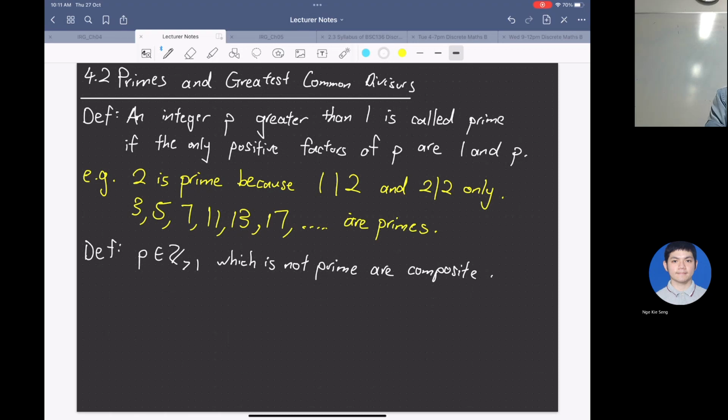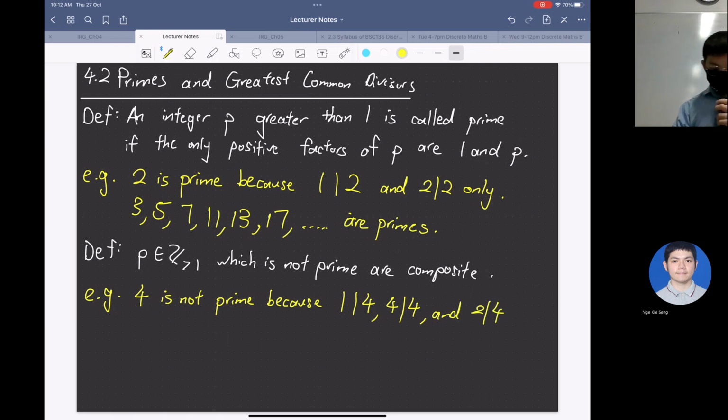So for example, 4 is not a prime, because you take the negation of the statement. 1 divides 4, 4 divides 4, and also 2 divides 4. So we got an extra divisor. So it's not a prime. It's a composite. So what is a composite? Composite is like a mix of things, right? So 4 is a mix of what? It's 2 times 2. So two 2's make up 4.